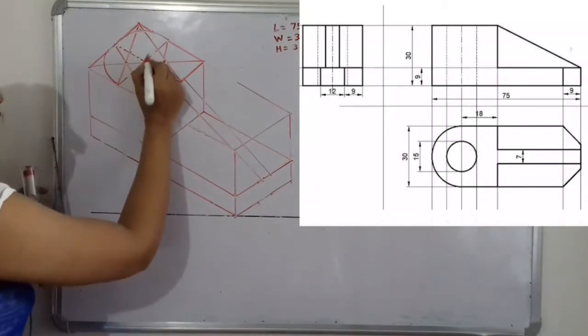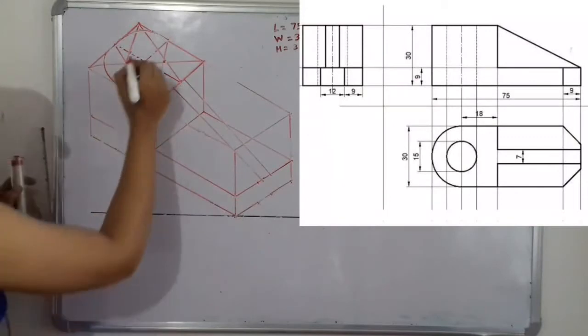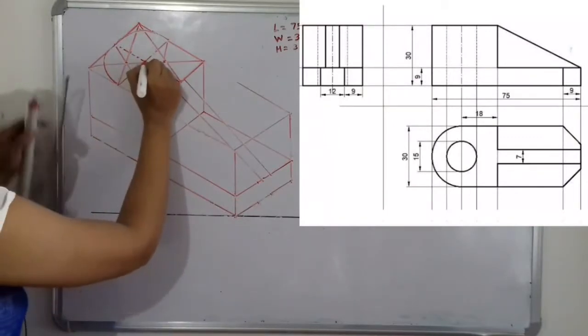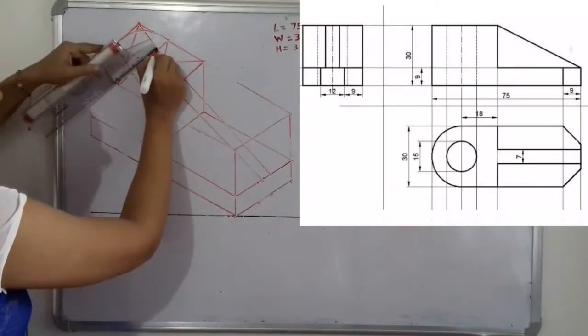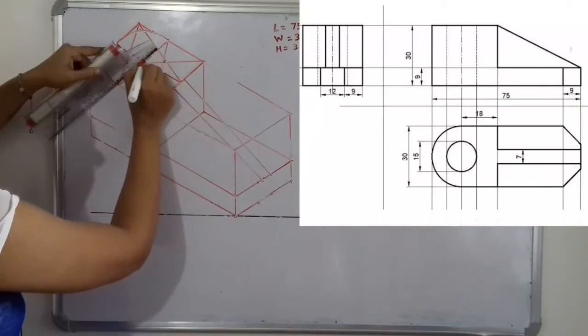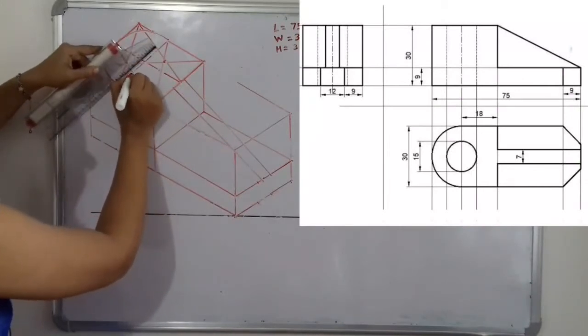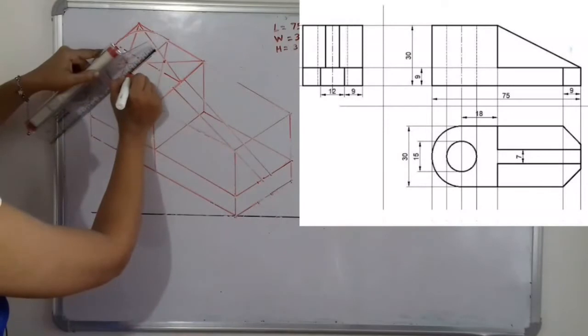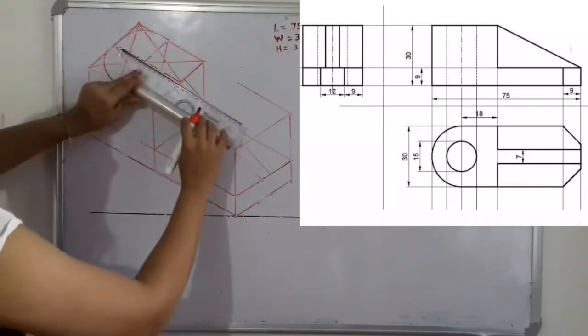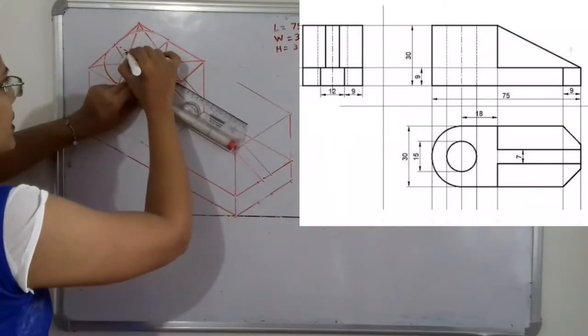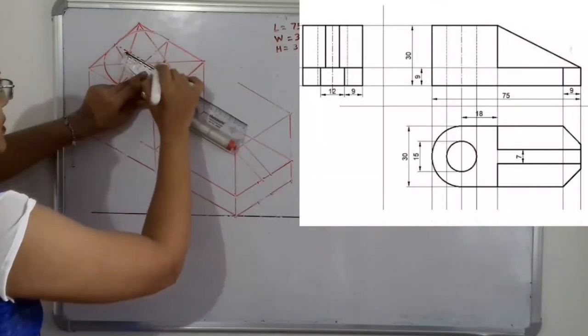So we have to select the distance 30 millimeter, and we have to select the point from the center line, here 30 millimeter distance on one side, and here is also 30 millimeter distance on the other side. So here we have to mark the point. In the same way, 30 millimeter distance on the vertical line on both the sides of the center.